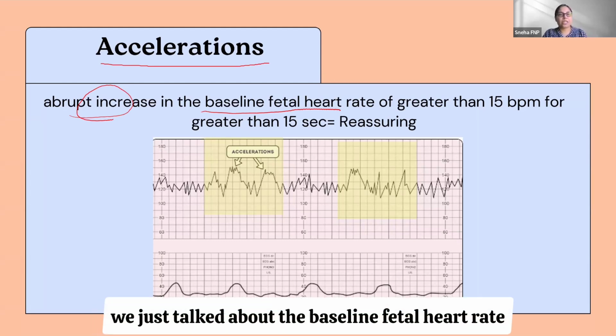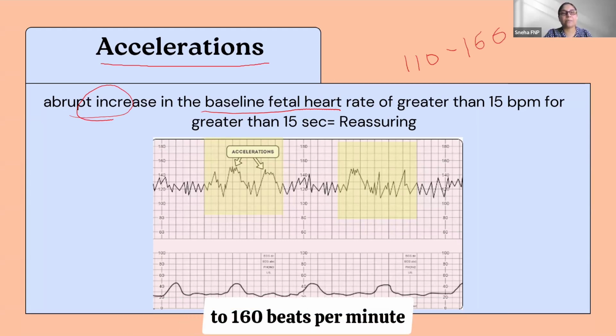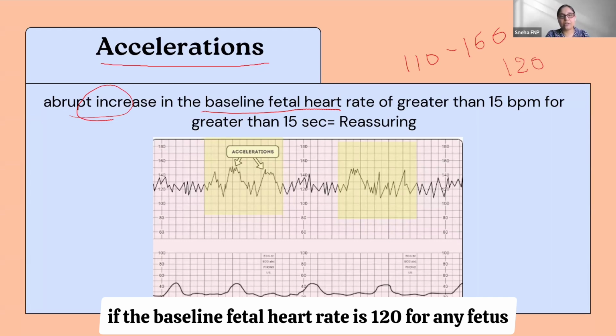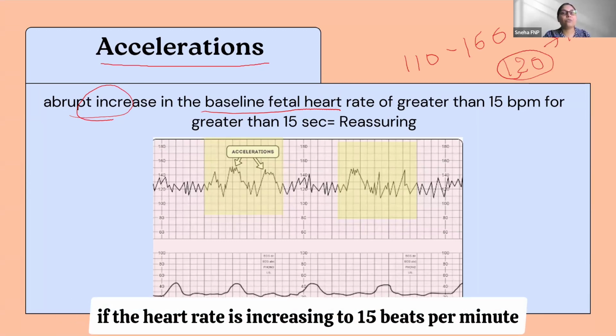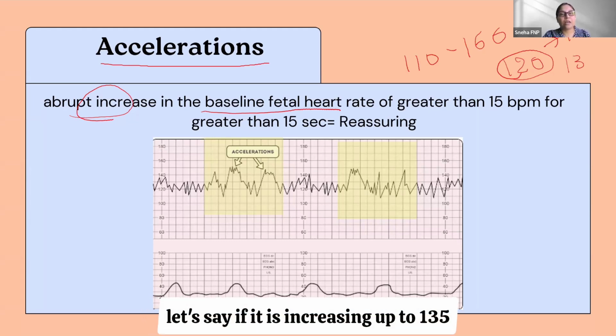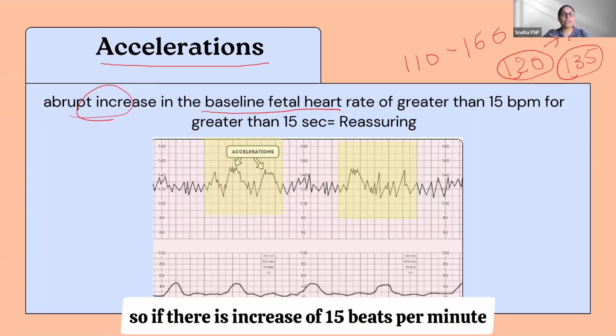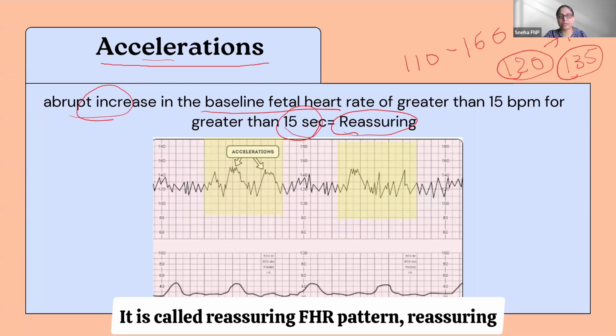We just talked about the baseline fetal heart rate, the average fetal heart rate, and the normal fetal heart rate is between 110 to 160 beats per minute. So on average, if the baseline fetal heart rate is 120 for any fetus, and if there is an abrupt increase, all of a sudden, let's say up to 135, so if there is an increase of 15 beats per minute at least for 15 seconds, then it is called acceleration, and it's a good sign. It is called a reassuring FHR pattern.